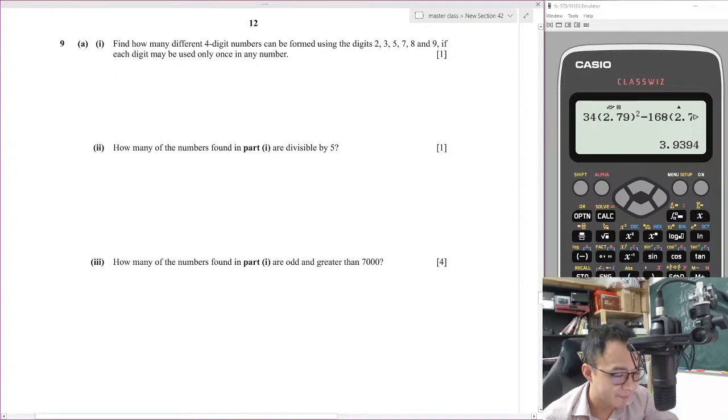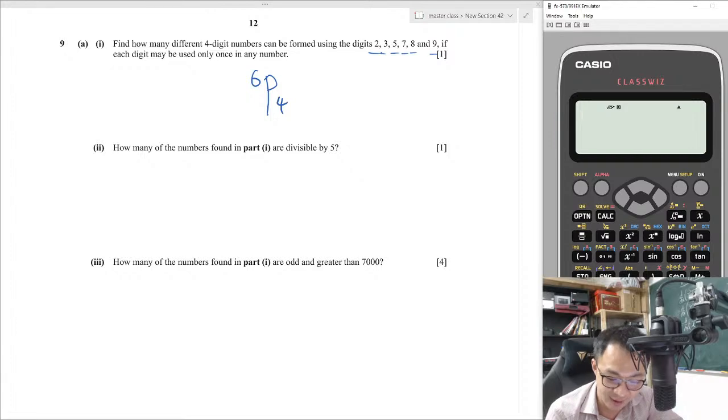Alright, number 9. Find how many different 4-digit numbers can be formed using these. So I want a 4-digit number. How many digits do I have? 1, 2, 3, 4, 5, 6. Alright, so 6 numbers, I want to choose 4. Done. It's a bonus mark. Use P, okay? So it's 360.